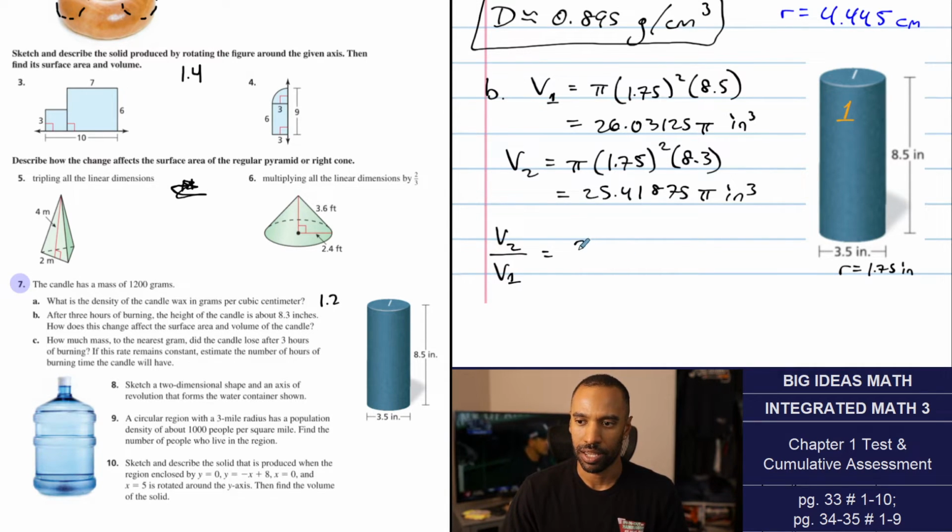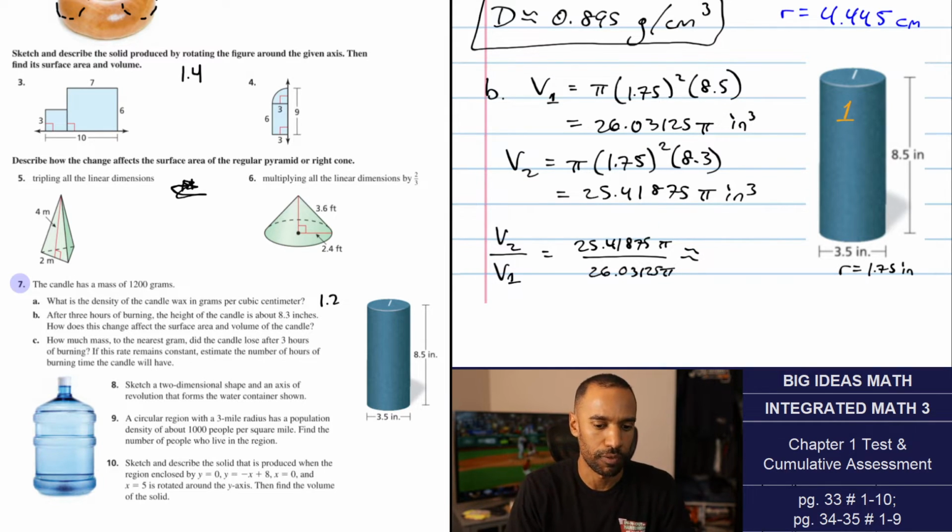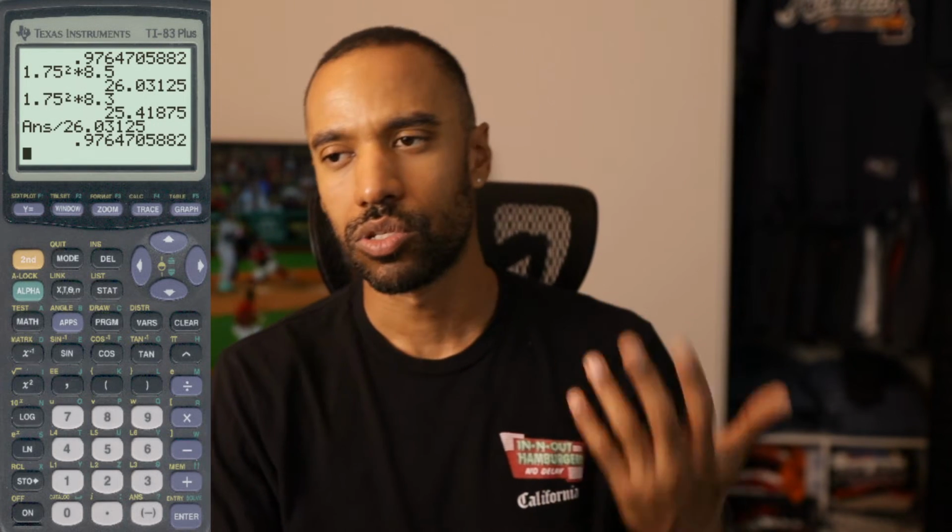So this is going to be this one over this one, and it's literally going to be that number I said before, like 97.6. If you look at the calculator, I did this divided by this and got this number. When I do this divided by that, I should get the same number again. So the previous answer divided by 26.03125 gives 0.976. Same answer.